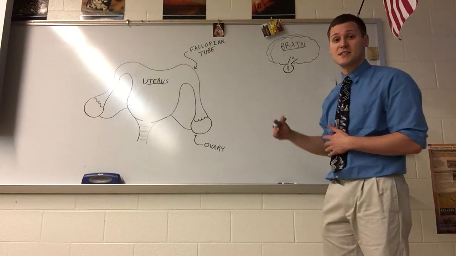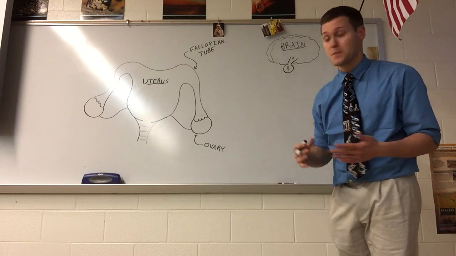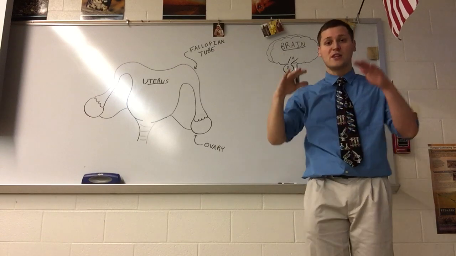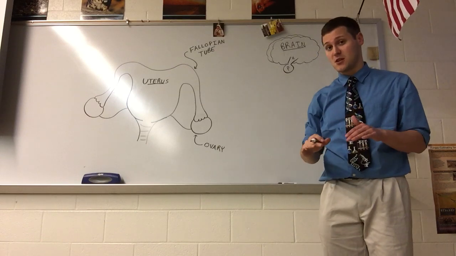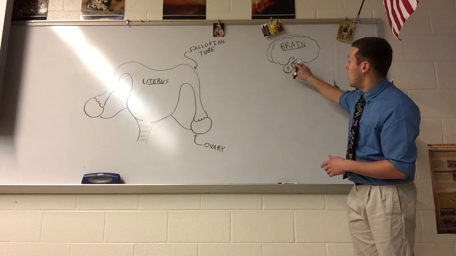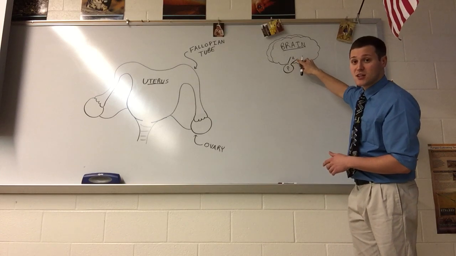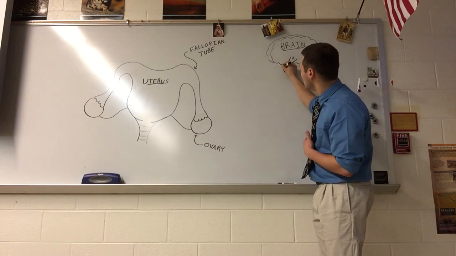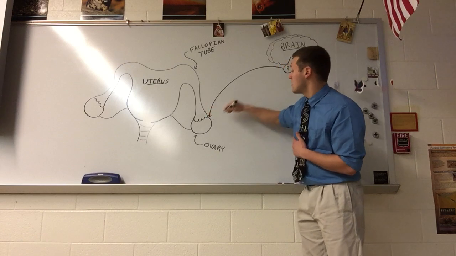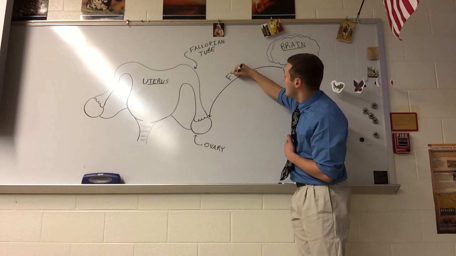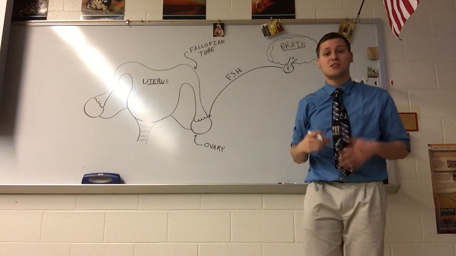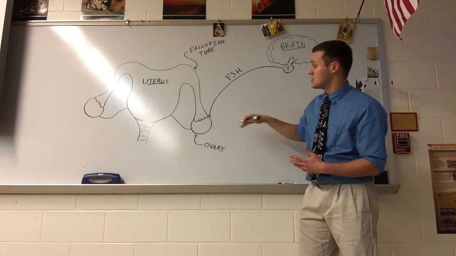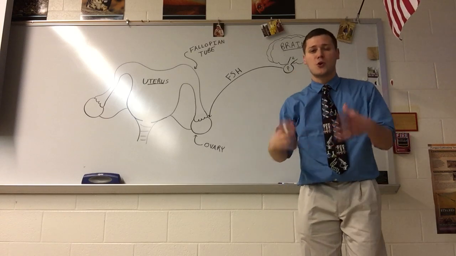So the follicular phase is the very first phase of the menstrual cycle. And during this phase, all hormones are pretty low. So that means estrogen is low. And if estrogen is low, the hypothalamus will tell the pituitary gland to release a hormone. And that hormone is FSH, or follicle stimulating hormone. Now, what the FSH does is it will tell the ovary to start maturing the egg.